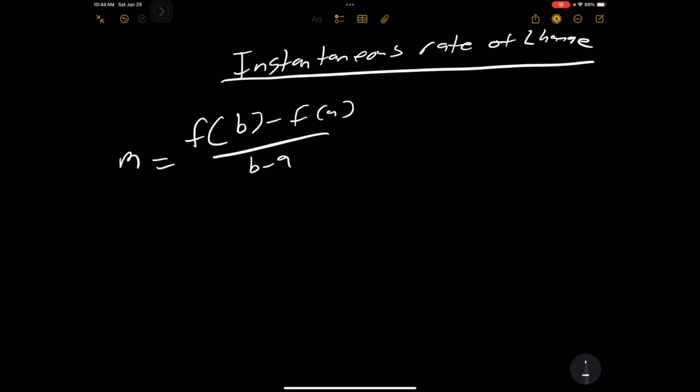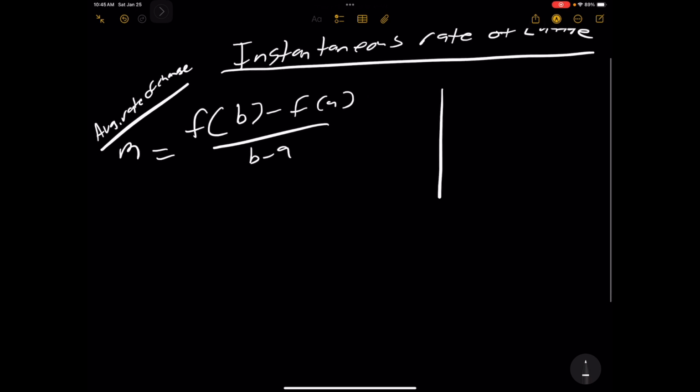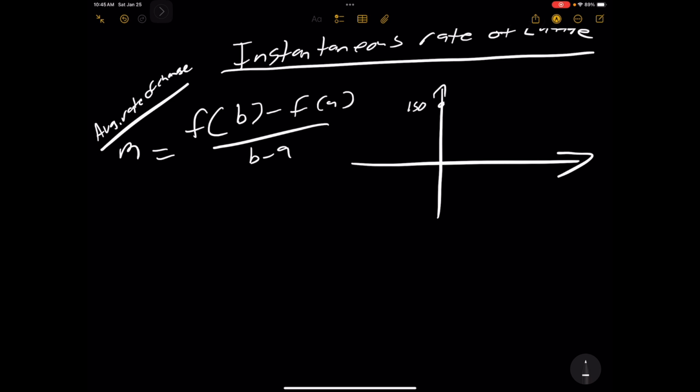We know that we can find the average rate of change using the formula m equals f of b minus f of a over b minus a. For example, let's say we are on a train. That train is slowing down, but that train was going pretty fast. It was going 150 miles per hour.